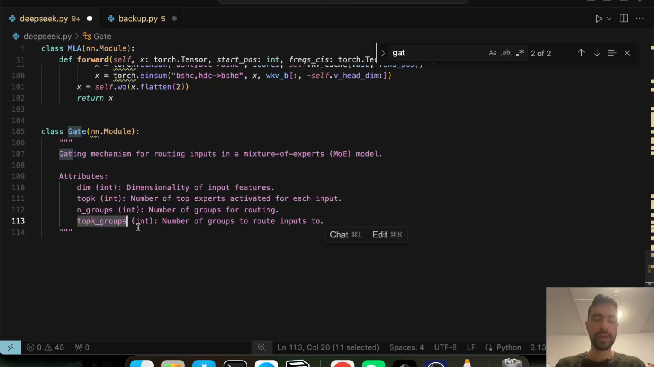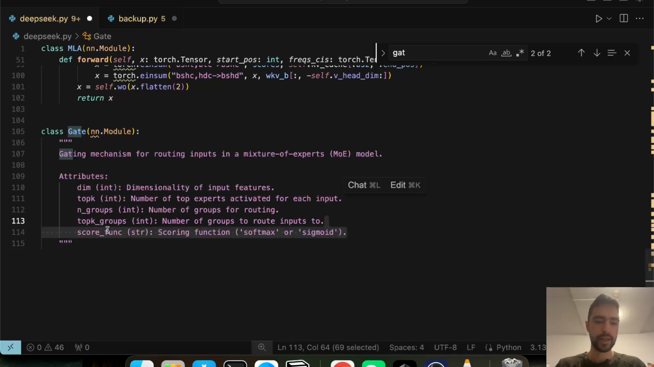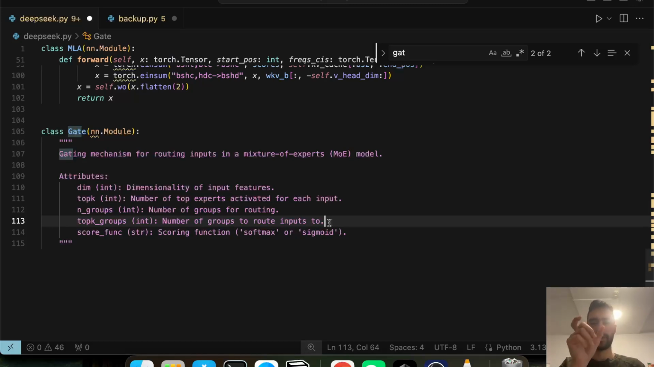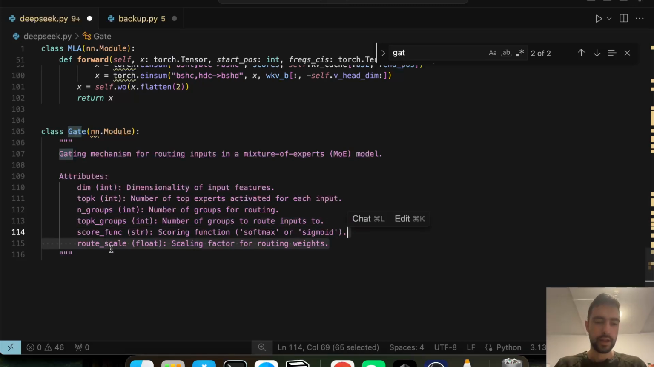Top K group, so how many groups we are selecting. Score function, is it softmax or sigmoid? This is to make scores between 0 and 1. Route scale, so once we get the scores, maybe we want to scale them to make higher scores even higher, to sharpen them.